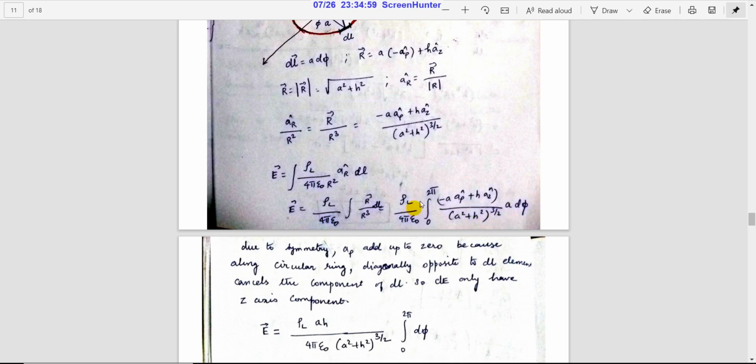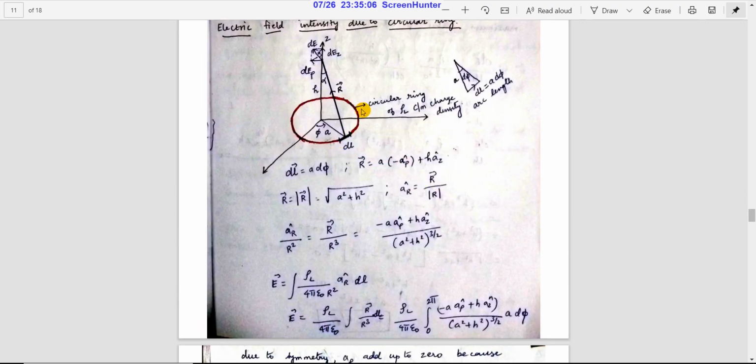So we are having this integral, but we will be having a symmetrical property for this circular ring. What is the symmetrical property of this particular ring? Since we are having this dl vector on the ring, this dl vector can be infinitesimally small, so we can place n number of these line segments on this particular circular ring.